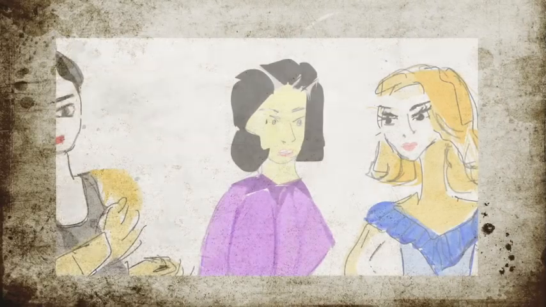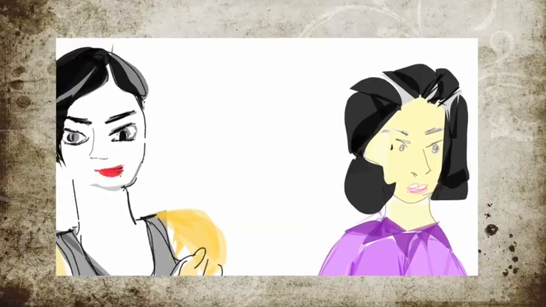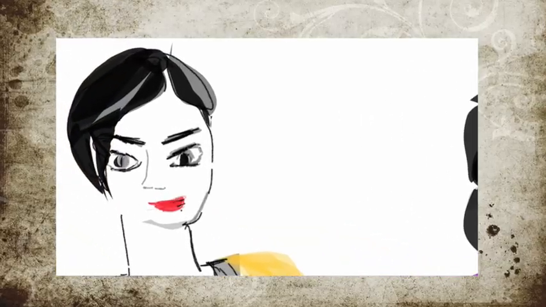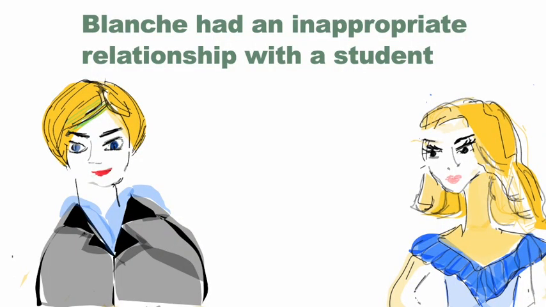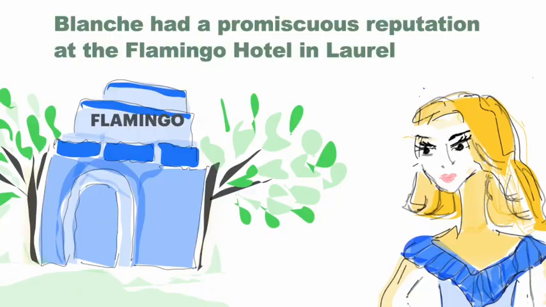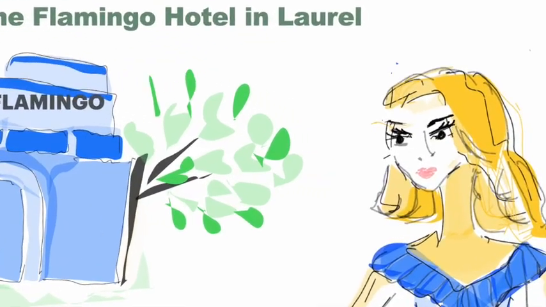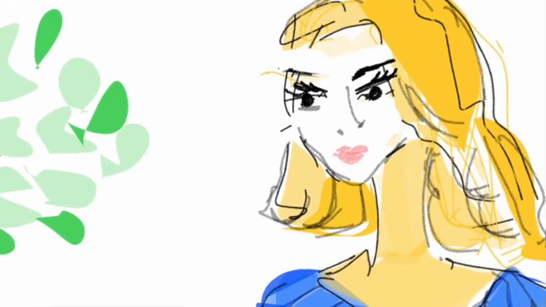From the very beginning, Stanley does not trust Blanche. He investigates and uncovers several damaging truths about Blanche DuBois. He learns that she lost her job as a school teacher due to an inappropriate relationship with a young student, and that she had a promiscuous reputation at the Flamingo Hotel in Laurel. These revelations destroy the false image of purity and respectability that Blanche tries to maintain.